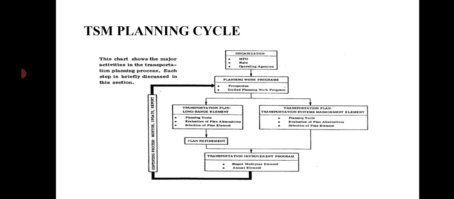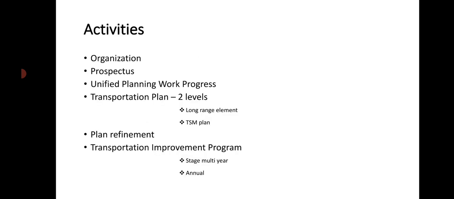And based on all these, it's a continuous process. It's like a circle. It's a continuously improving process. So again, the planning work programs will be altered based on the output, and this goes on, and this continues. So that is TSM planning cycle. So these are all the activities which I have already discussed.